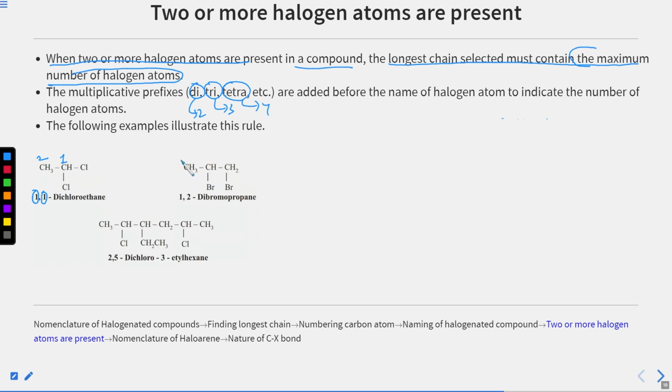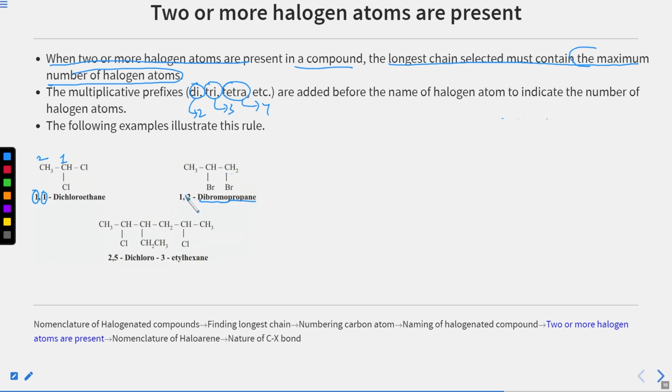Again, find the longest chain. This is the one. Do the numbering; we can do it from here or here. We will do it from here because it comes at first position. Okay, clear? Now we will start the naming. One bromine is present at the first position and the second is present at 2. Therefore we will write it as 1, 2. Since 2 bromines are present, we will write it as dibromo. And how many carbons? 3 carbons, therefore propane.